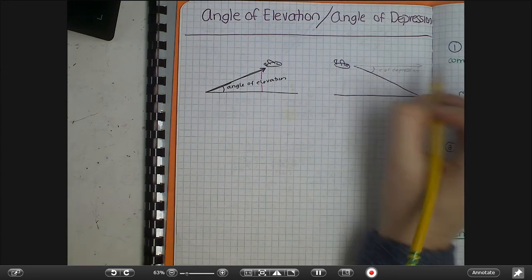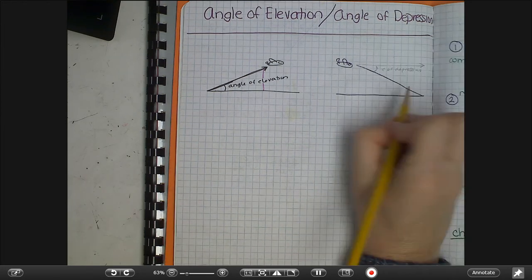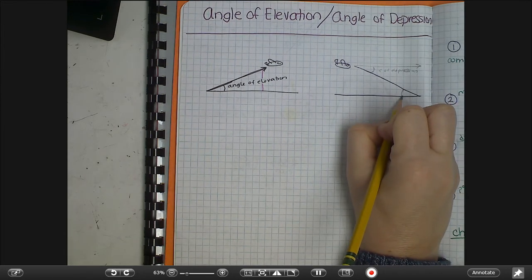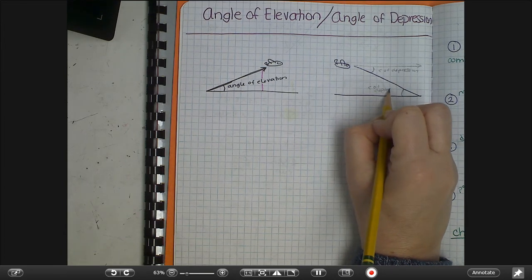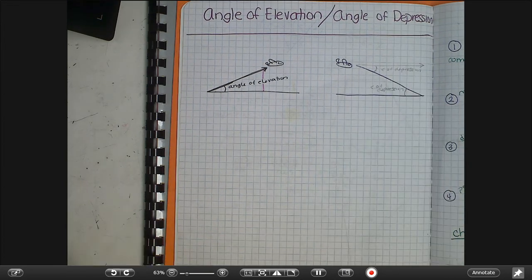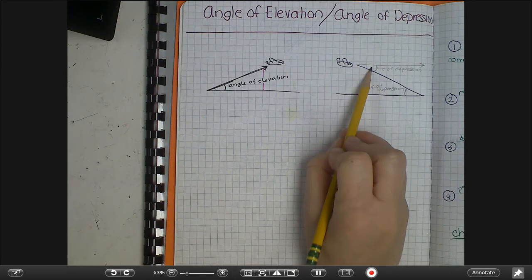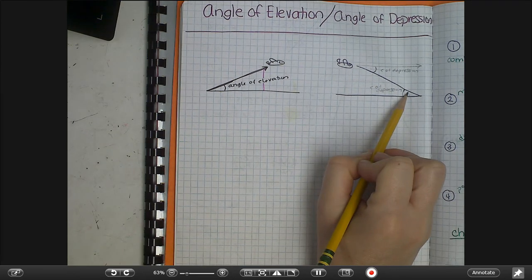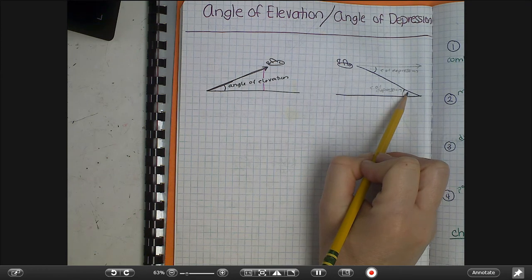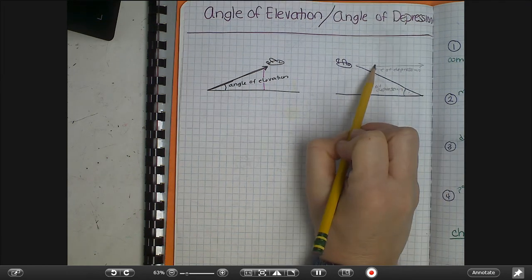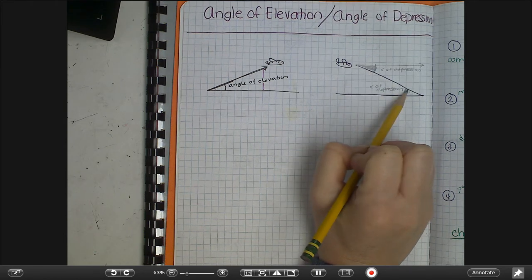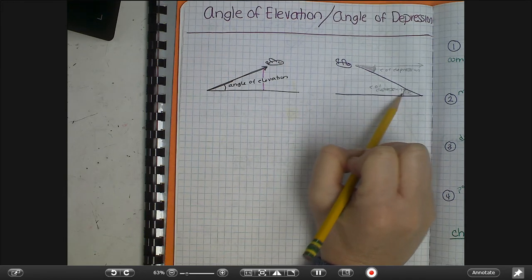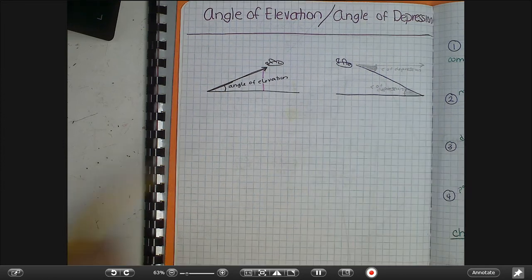However, a lot of the time people tend to put it here and do the problem that way. That's also the angle of depression. We haven't done parallel lines and their properties yet, but these have a relationship. They're called alternate interior angles, and alternate interior angles are always congruent. So while the angle of depression is technically this angle here, it is the same as the angle between the ground and the line. Okay?